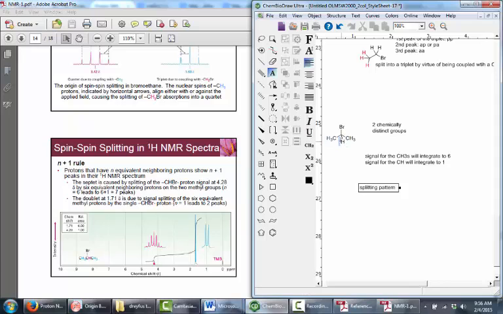And how many protons are on the neighboring carbons of this proton here? 6. So because there are 6 protons on the neighboring carbons, this proton in the middle is going to be split into what's called a septet, split into 7 signals. The middle H is going to be split into 7 unique signals, called a septet, by virtue of the fact that on the neighboring carbon atoms you have 6 different protons.